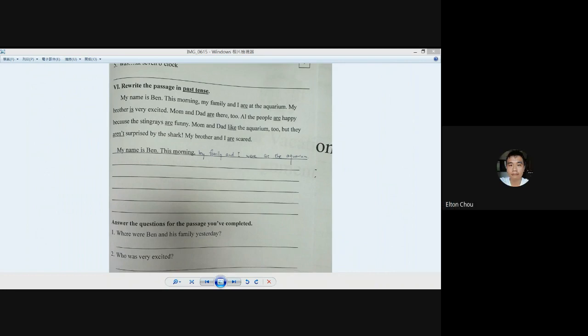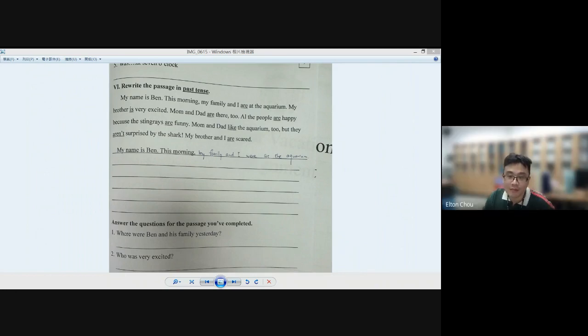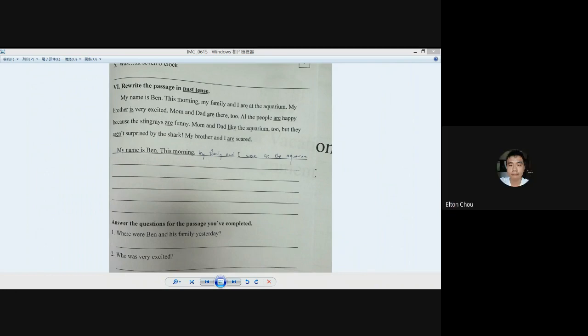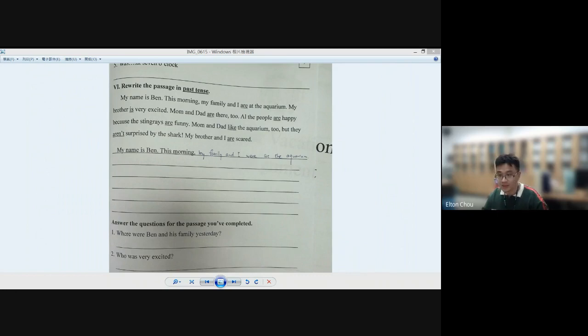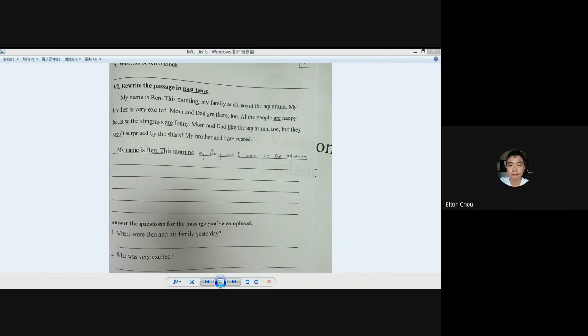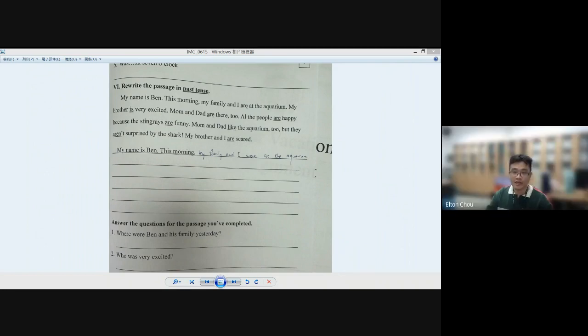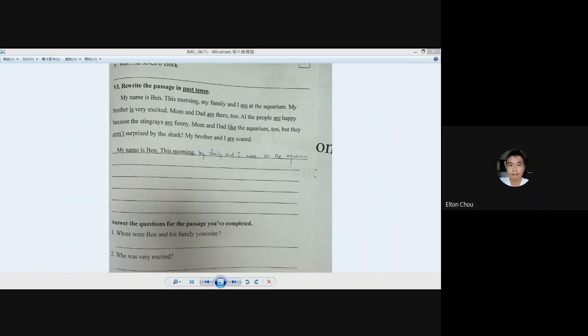This morning, my family and I were at the aquarium. My brother was very excited. Mom and dad were there too. All the people, this is all, so copy all, okay? All the people were happy because the stingrays were funny. This is from your workbook, activity book.